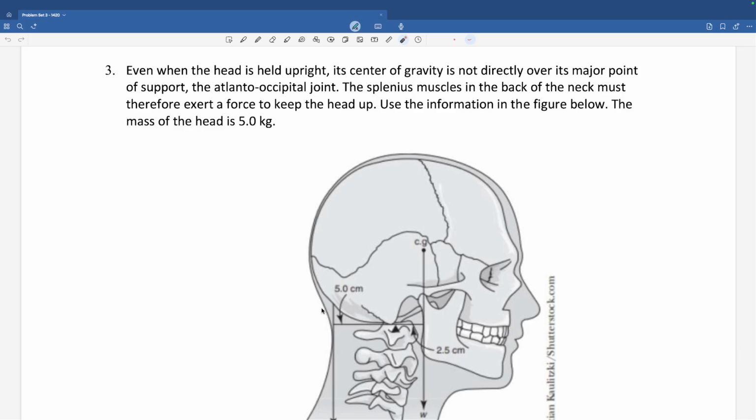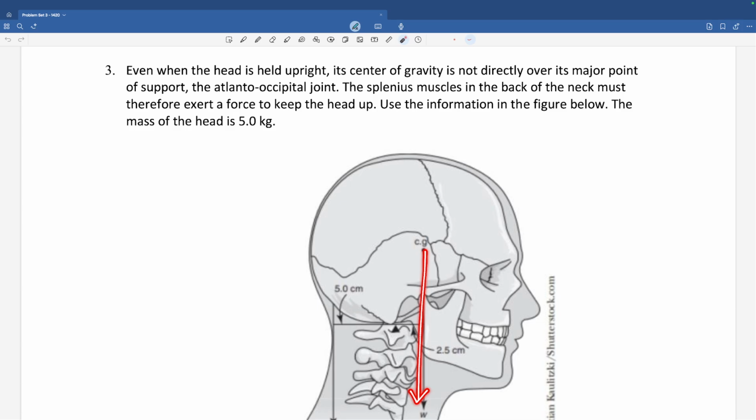All right, question 3. Again, read the question. You can pause the video, read the question. But I'll explain it to you. Here you are talking about the human head, and the head has a weight, actually a mass of 5 kilogram, as you can see, 5 kilogram there. And CG stands for center of gravity. That's the point through which the weight acts down. So you can see the weight acting down, the weight of the head.